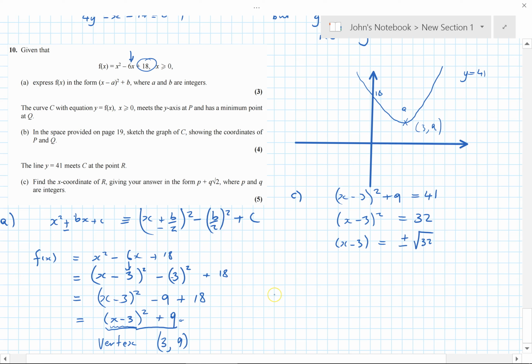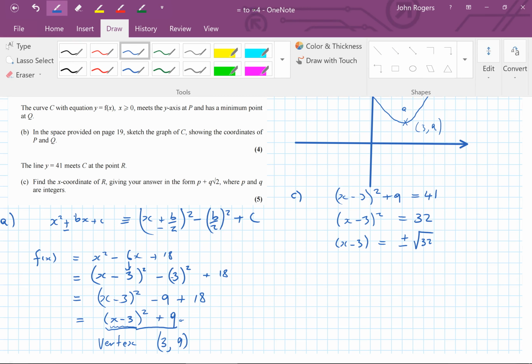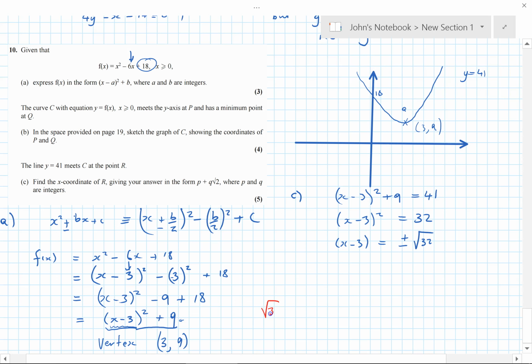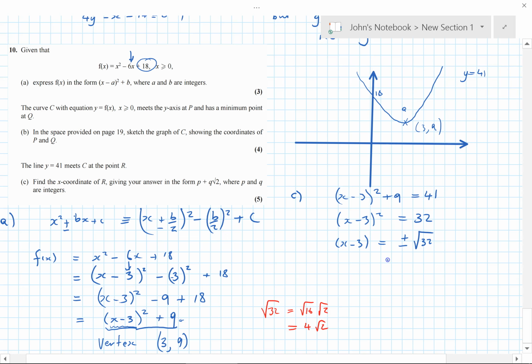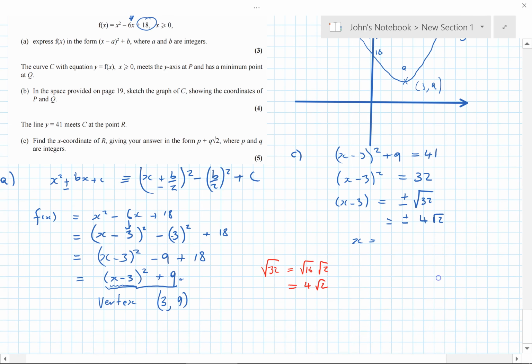Now, the square root of 32, let's write this in a different colour, is equal to the square root of 16 times the square root of 2. So that's 4 root 2. So that's equal to plus or minus 4 root 2. So that gives us our values of x: x is equal to 3 plus or minus 4 root 2.